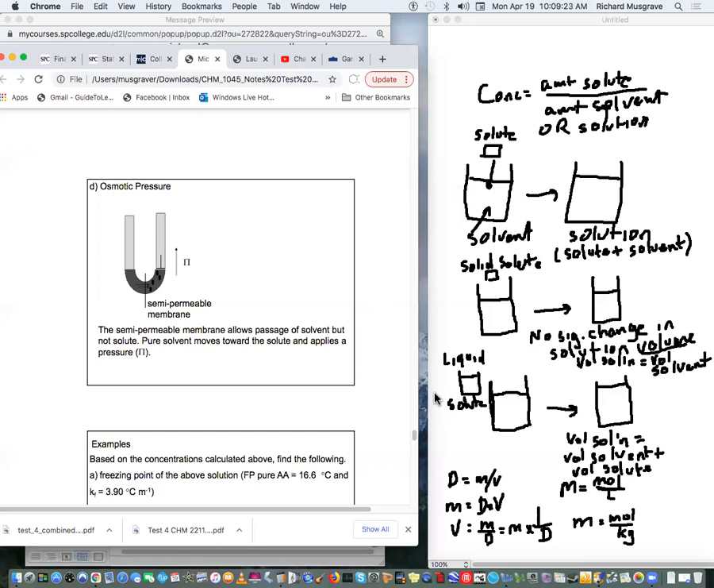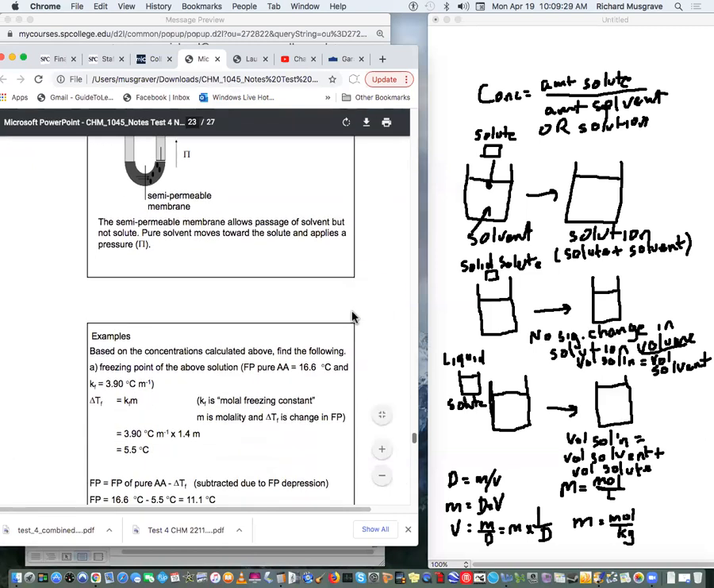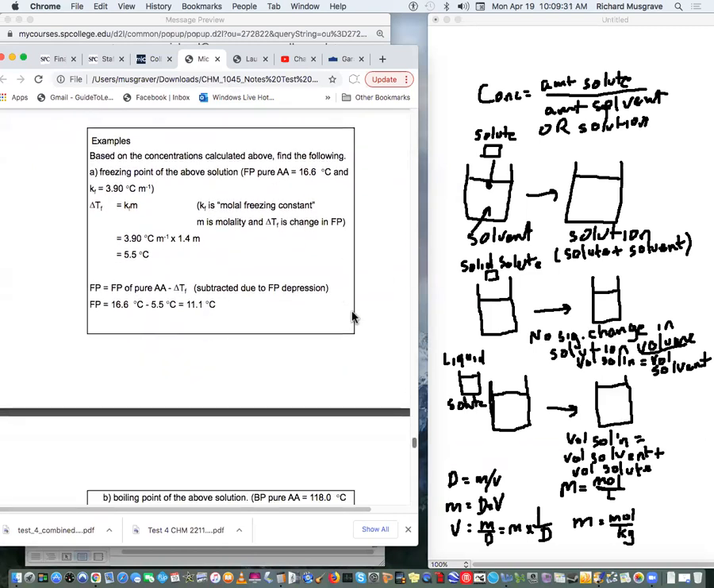Okay. Most of you feel pretty good about it. Does anybody have any questions? Okay. So that was my foray into examples of those kinds of colligative properties.